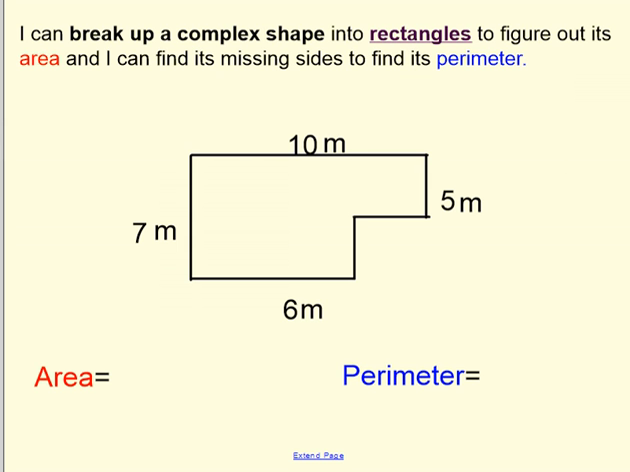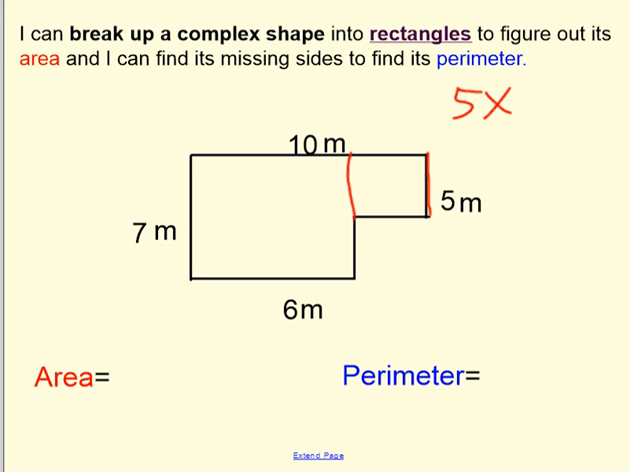And here is another example. So they could break up the complex shape into rectangles, figure out the area, and then find its missing sides to find the perimeter. All right, so if they have a shape like this and they are going to find the area, they're going to need to break up the shape into rectangles, find the missing sides, then multiply length times width of the rectangles to find the areas. So if they drew a line there, they have 2 rectangles, but they have a length, which is 5, but they do not have a width.